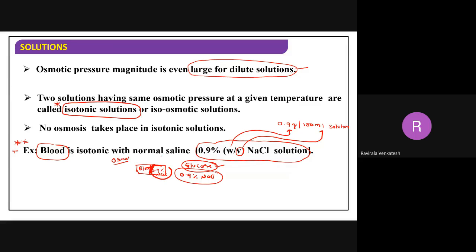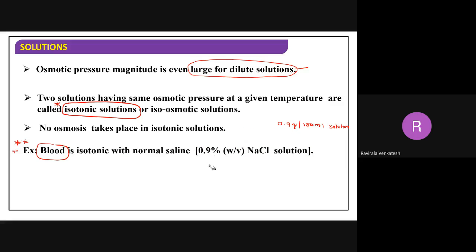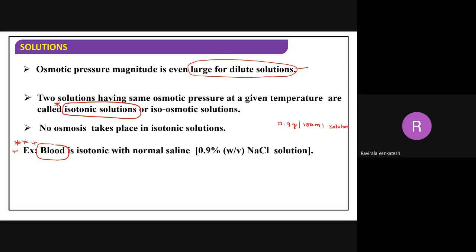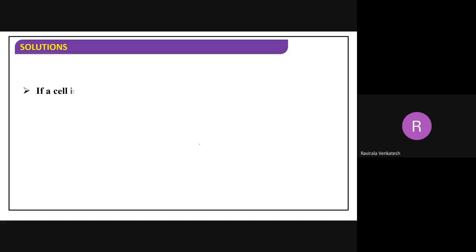So blood is isotonic with normal saline water. Saline water contains 0.9% W by V NaCl solution. Understood? Right. This is very important, remember this. Blood and saline water, that is 0.9% NaCl solution, are isotonic solutions.